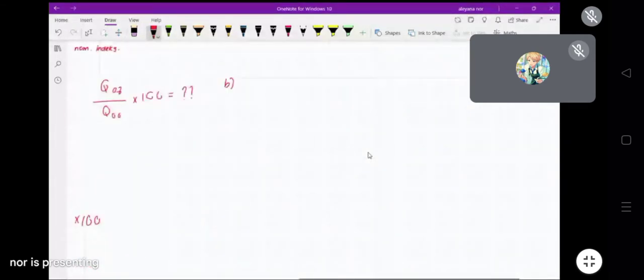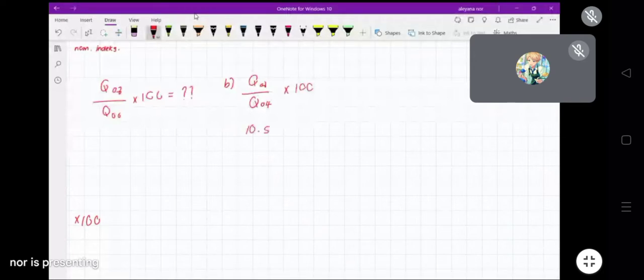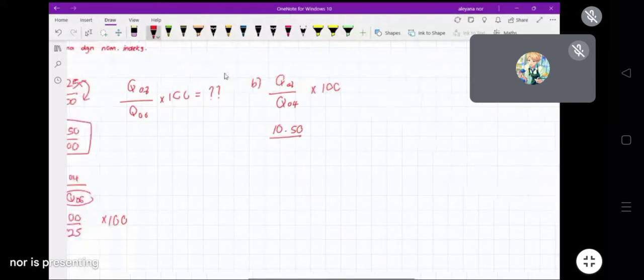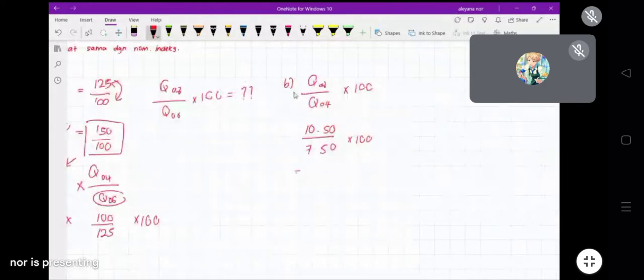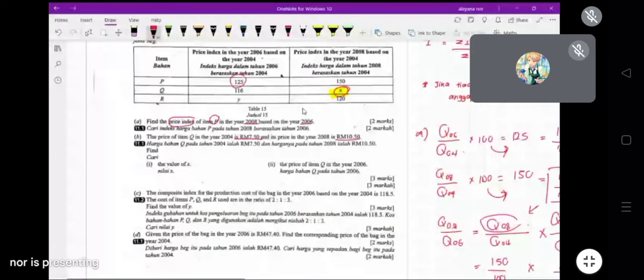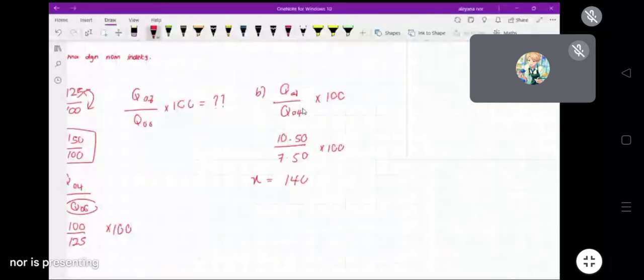Basically she's explaining here. I'm not going to speed run the video. So Q08 over Q04 multiply 100 equals X, and then 1050 divide by 750 multiply by 100. Please read the question. Multiply by 100 equals 140. So by that time equals 140. And then you want to find X. So X equals 140. Done.